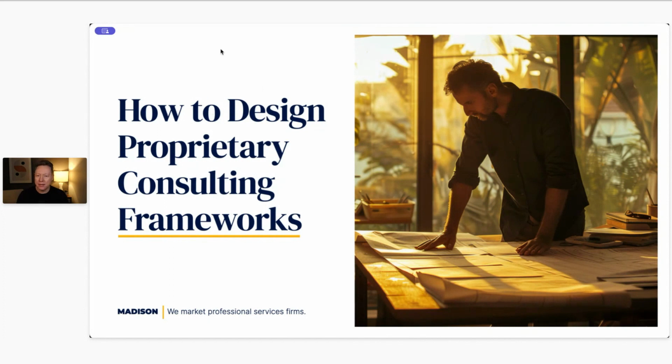Today's topic is how to design proprietary consulting frameworks. And this is a topic that I've been interested in for a long time. I think it's one of the better tools that you have in your consulting toolkit. So I'm looking forward to walking you through that.